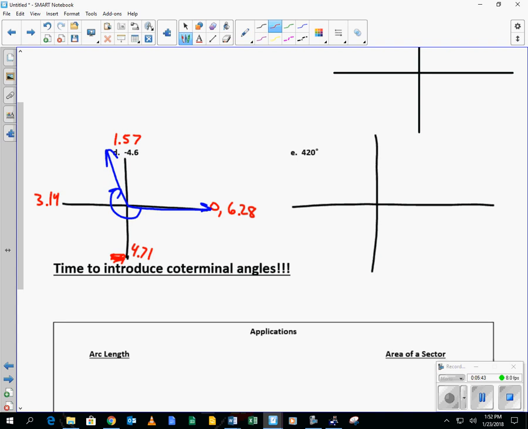Okay, last one. What's different about this one? Oh my goodness.